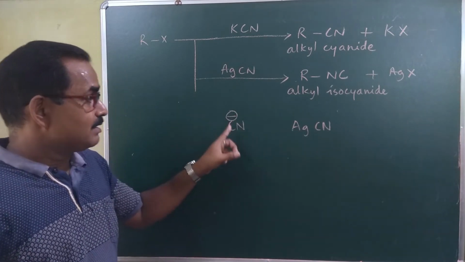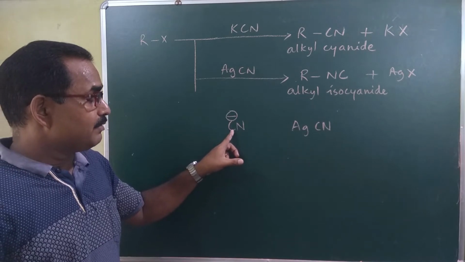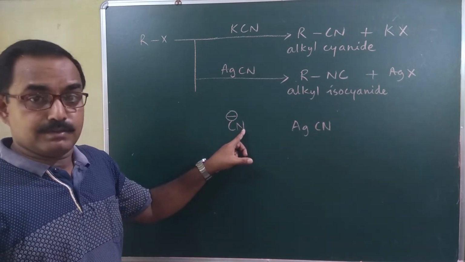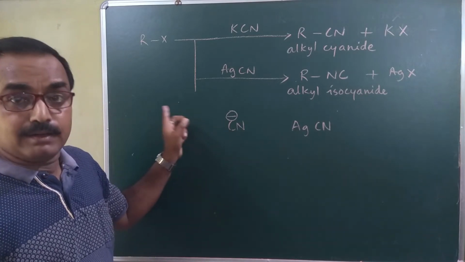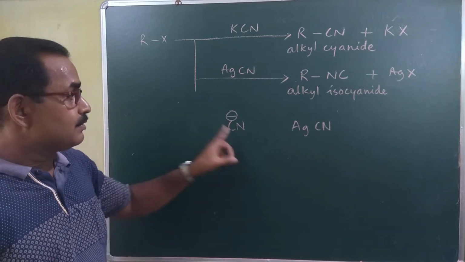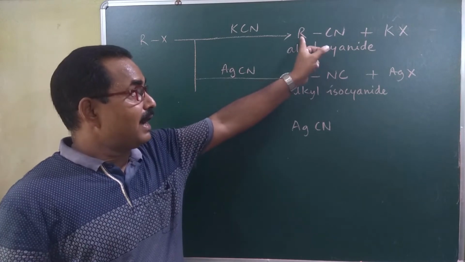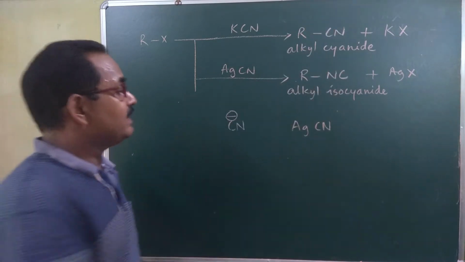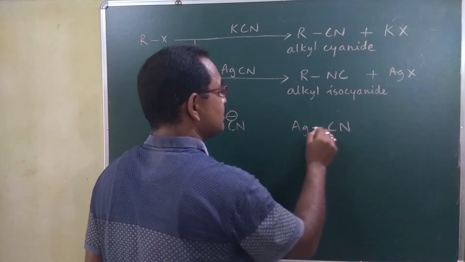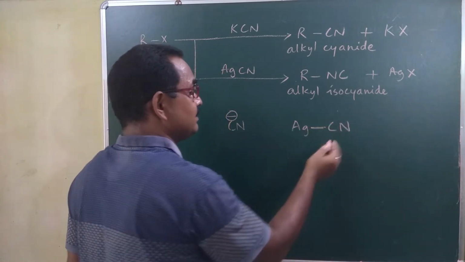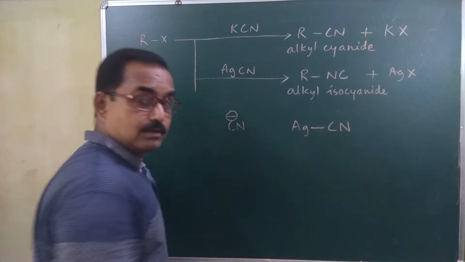In this case, between carbon and nitrogen, the carbon atom has higher affinity to attack the substrate carbon. So the resulting product is RCN. But in case of silver cyanide, since the bond has covalent nature, this bond does not undergo complete ionization.